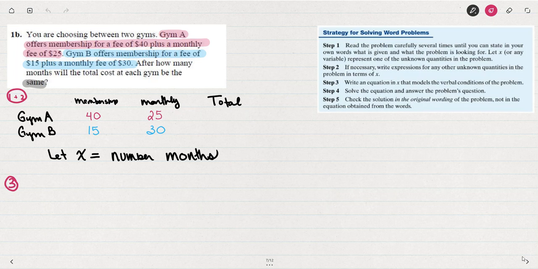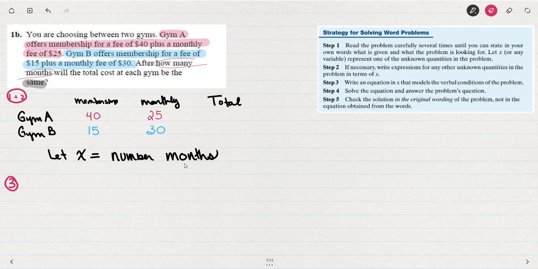Let's try another problem, choosing between 2 options for a gym. Gym A offers a membership fee of $40. You pay that one time and then $25 a month. Gym B has a lower membership fee. It's only $15, but the monthly fee is higher, $30. So if we were to let x equal the number of months, because the question is saying how many months will the total at each gym be the same? So the question is how many months.